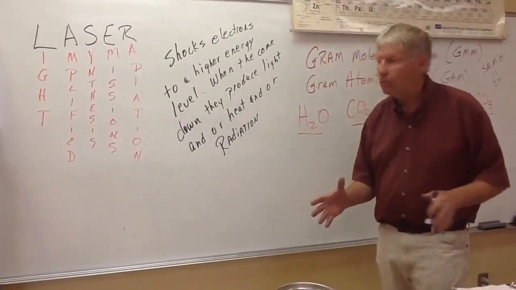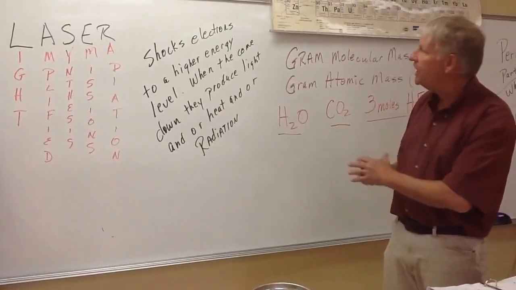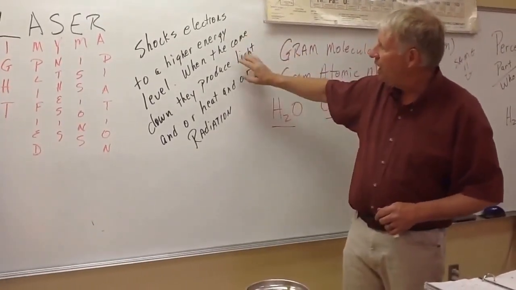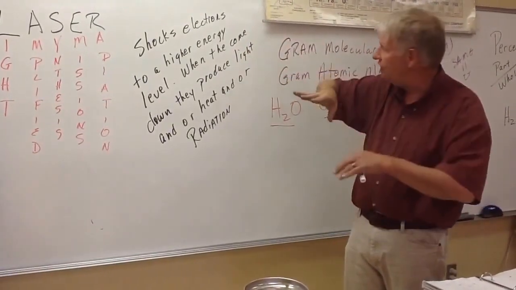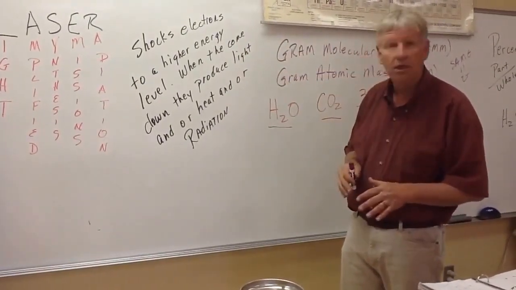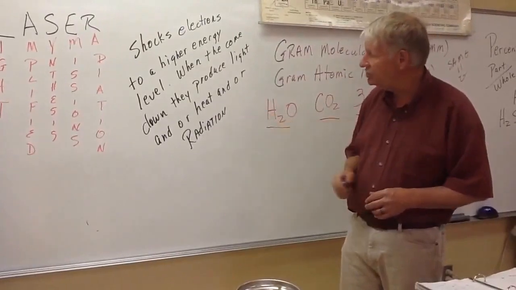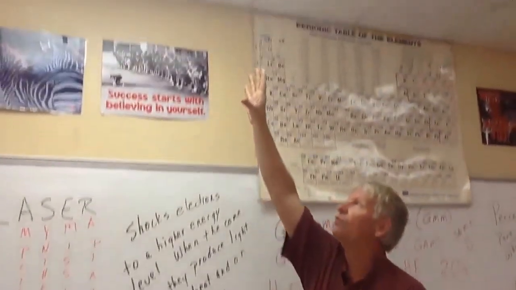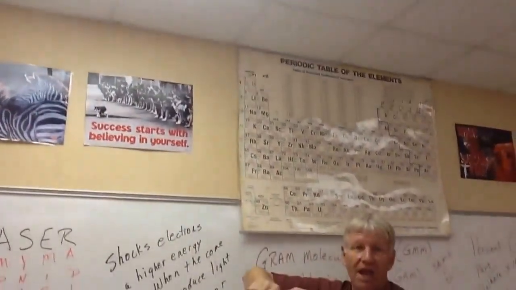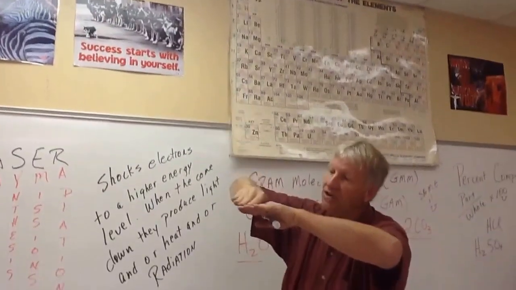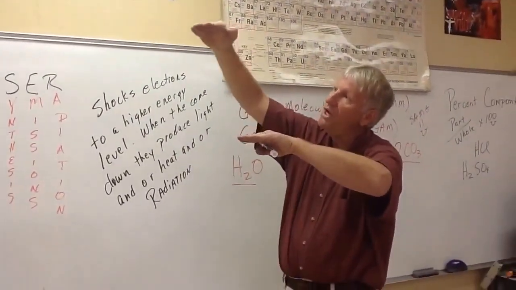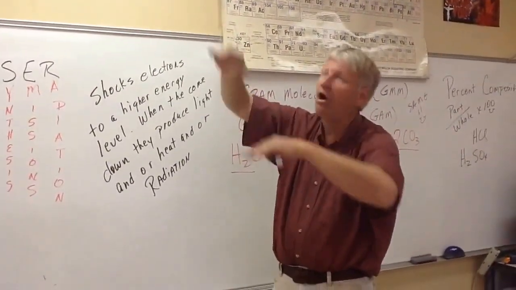So how does a laser work? Okay, now here's the chemical application. A laser shocks these electrons to a higher energy level. When they come down from that higher energy level, then they produce light or heat or radiation. So even the fluorescent lights that we have in this room are actually shocking a series of electrons. They're going from the S orbital to the P orbital, from the P to the Ds.